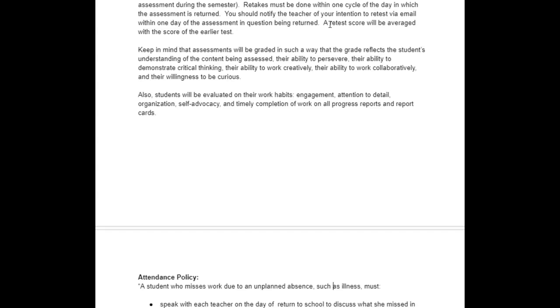On some of the report cards, there are work habit sliders, so you'll get a work habit number for engagement, attention to detail, organization, self-advocacy, and timely completion of work. This shows up on your report card, so you should be aware of that.